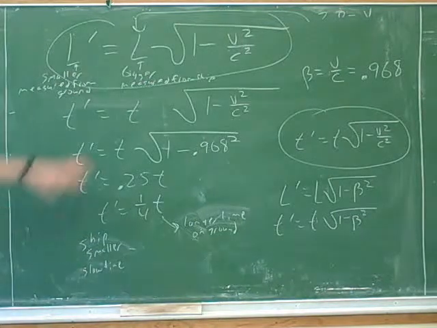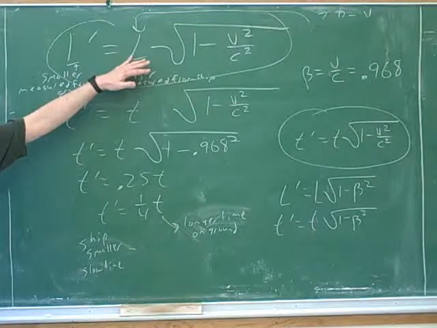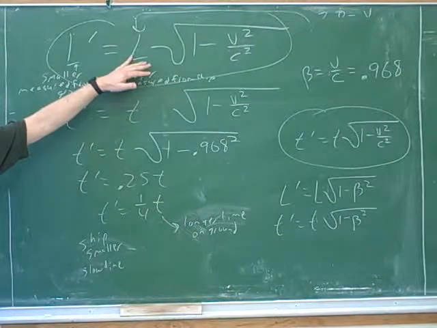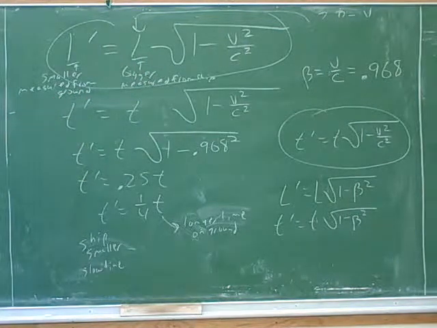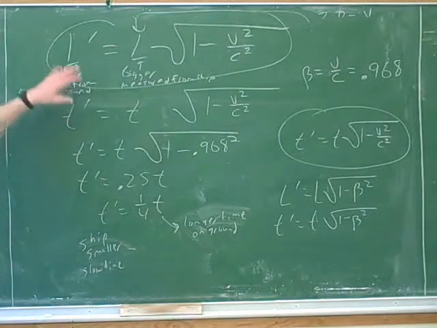But you can see why the rest length is always the bigger one. The rest length is the length measured by the observer to whom the points appear to be at rest. Well, we just said that the length appears shorter when the points appear to be moving.